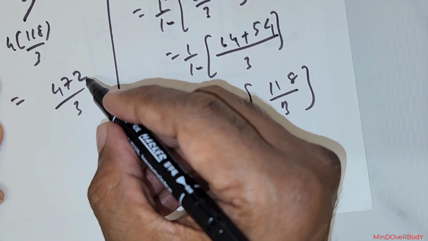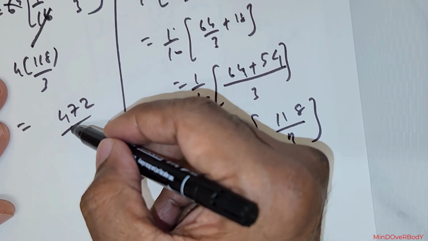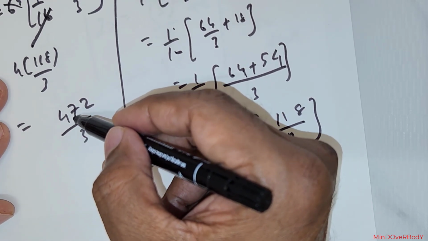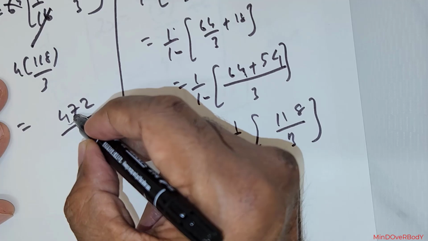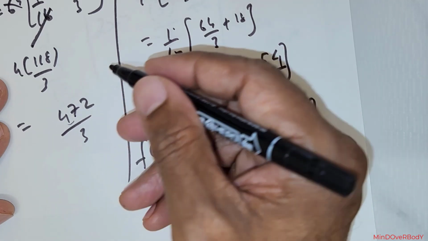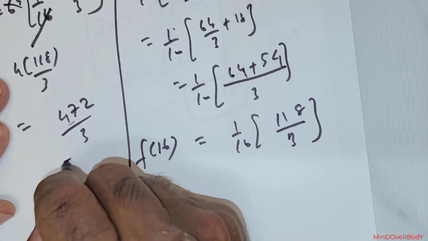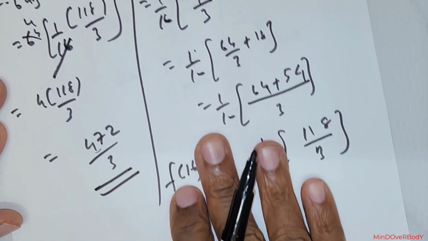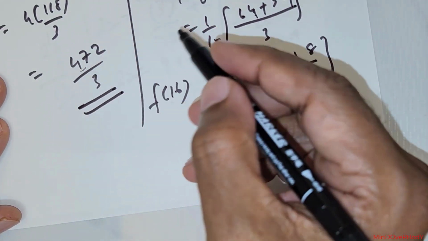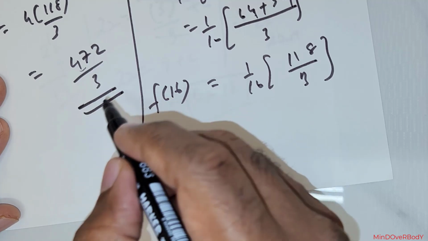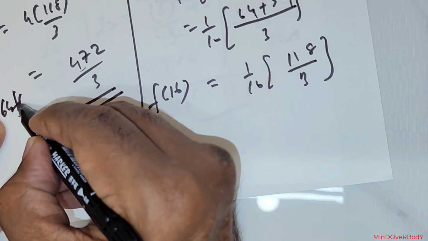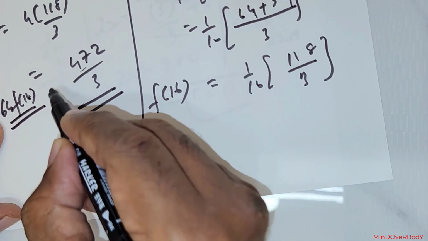Can I divide 472 by 3? I don't think so. Because you get 17, 15, 22, not possible. So this is the right place for us to stop. So this is the solution. 472 divided by 3 is the value that we got for 64 times f of 16.